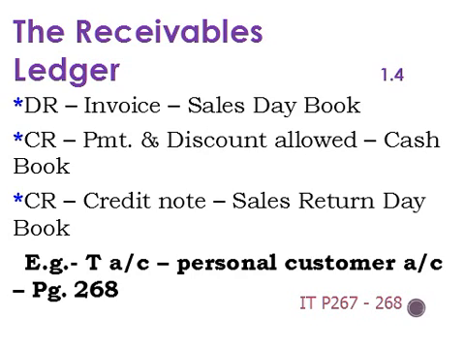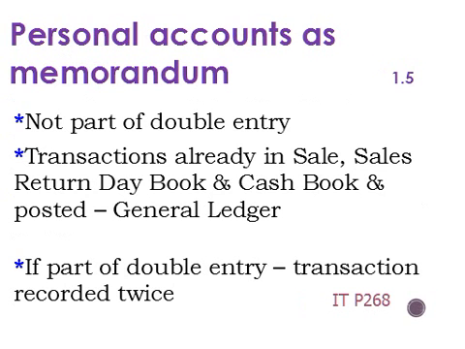For an example of how a T account of a personal customer's account looks like, see page 268 of your interactive text study guide. The personal accounts of customers are kept as memorandum accounts, which means they do not form part of the double entry system. The transactions involved are already recorded in the sales return day book and the cash book, and posted to the general ledger. If they were part of the double entry system, then the transactions would be recorded twice.